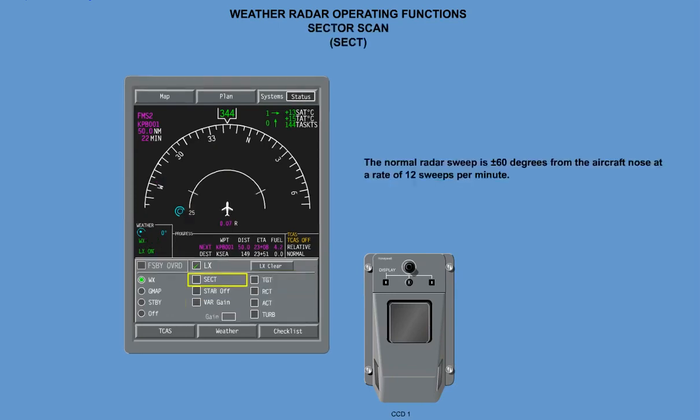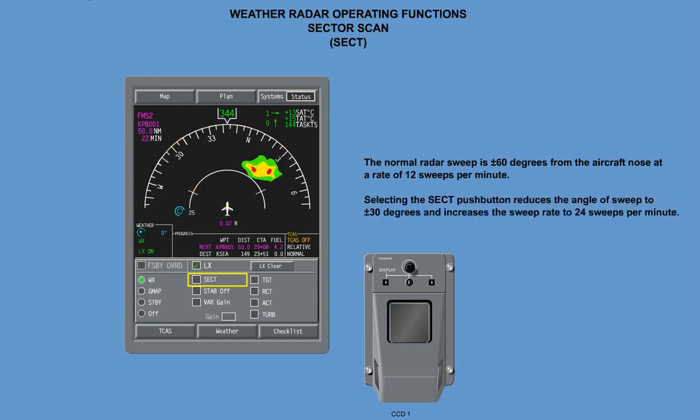The normal radar sweep is plus or minus 60 degrees from the aircraft nose at a rate of 12 sweeps per minute. Selecting the sect push button reduces the angle of sweep to plus or minus 30 degrees and increases the sweep rate to 24 sweeps per minute.